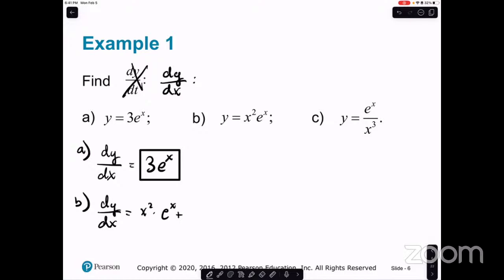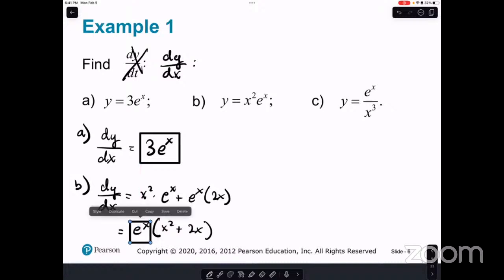We could factor out the e to the x, and we're going to be left with x squared plus 2x. So your answer might have it in either form, either that first line or the second line. They're the same. Right. Okay, that's fine. I'll keep working here for C.